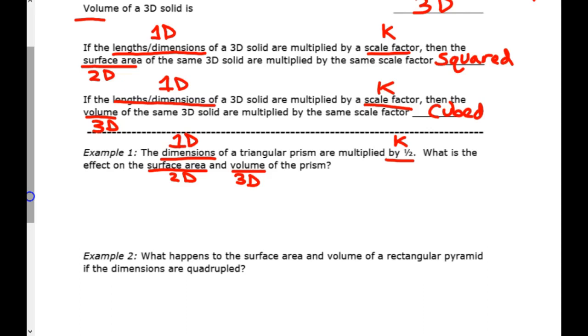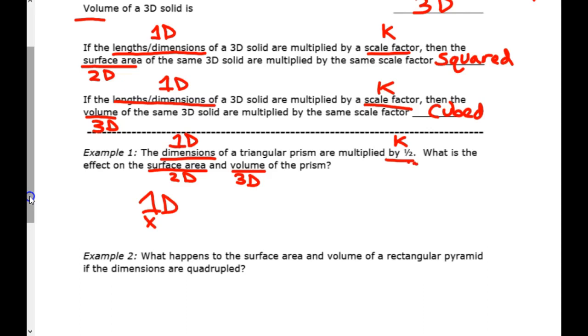We learned surface area. Now we're learning volume. It's one little thing different. But it is easy, hopefully. So let's try this out. If you remember last time we did this, we would write 1D underneath it times what? So what was my K? What was my scale factor?